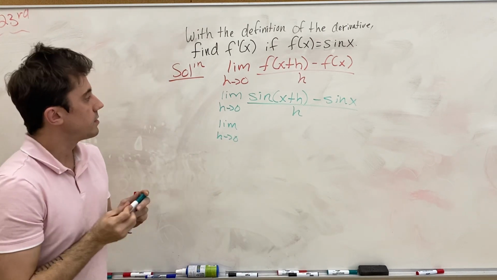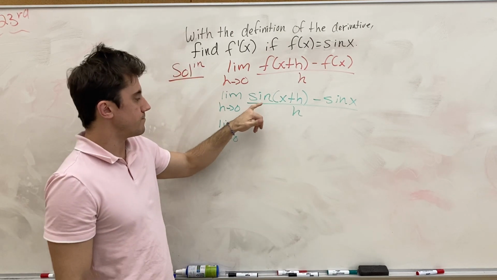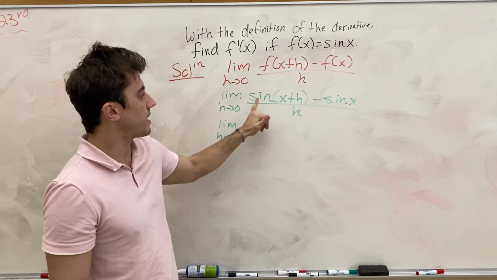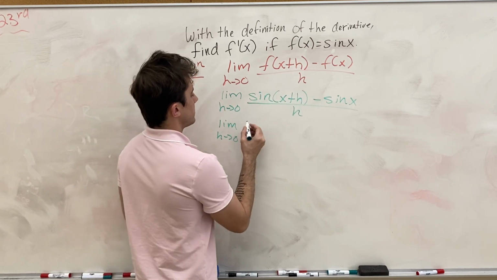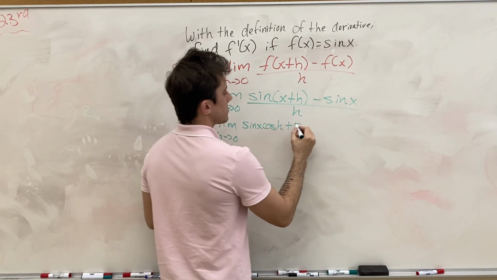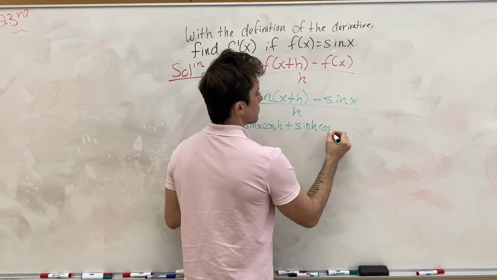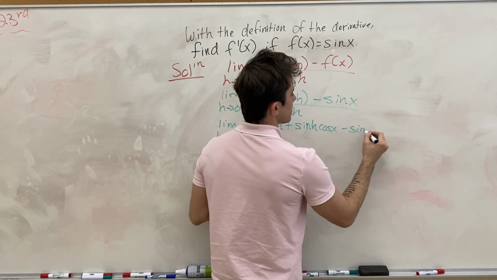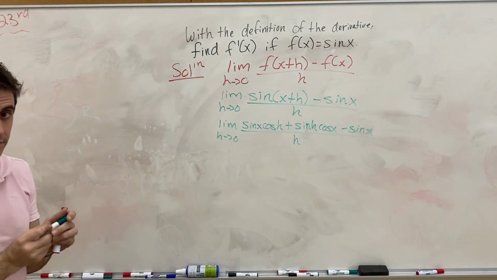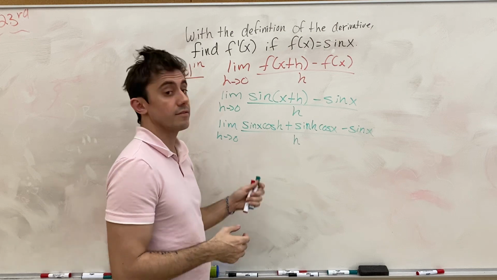So now, if you remember back to some previous math class you took, we have a sum of angles identity for sine of something plus something. So sine of x plus h is sine of x times cos of h plus sine of h times cos of x. And then we still have minus sine x, all over h. Again, that's just an identity. You can look it up on the internet, anywhere you want, if it's slipped away.